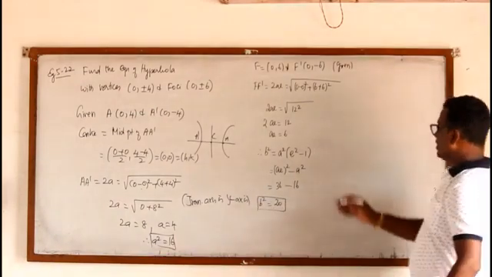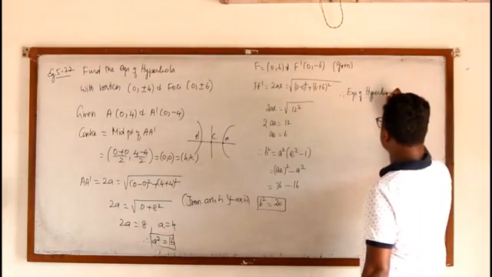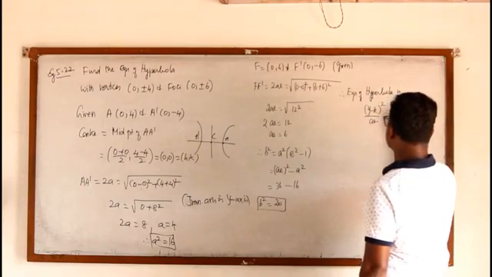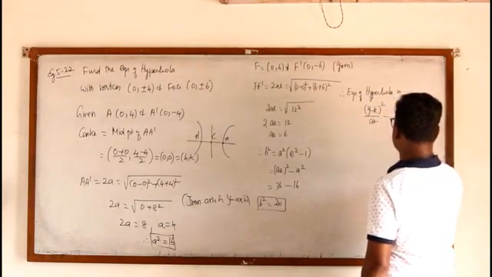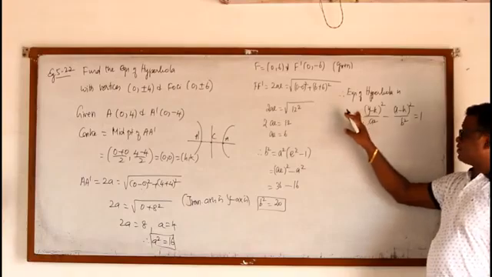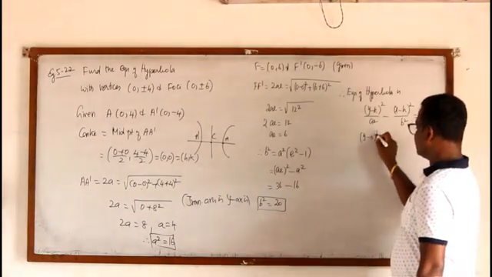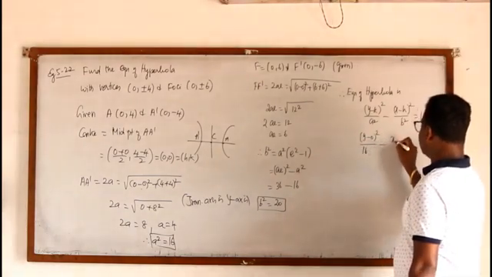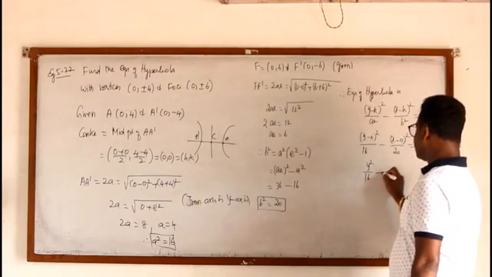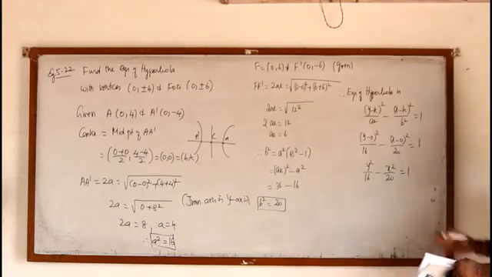Now the transverse axis is the y axis, so the equation of the hyperbola is y minus k the whole square by a square minus x minus h the whole square by b square equals 1. Always the first term must be the transverse axis term, whether its denominator is small or big. Here the transverse axis is the y axis, so it must start with y. So y minus 0 the whole square by a square, which is 16, minus x minus 0 the whole square by 20 equals 1. So it is y square by 16 minus x square by 20 equals 1. This is the equation of the hyperbola.